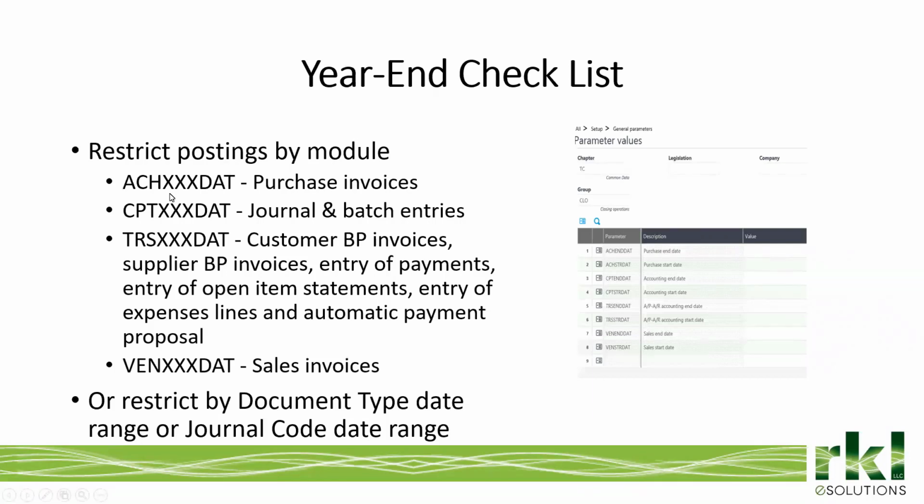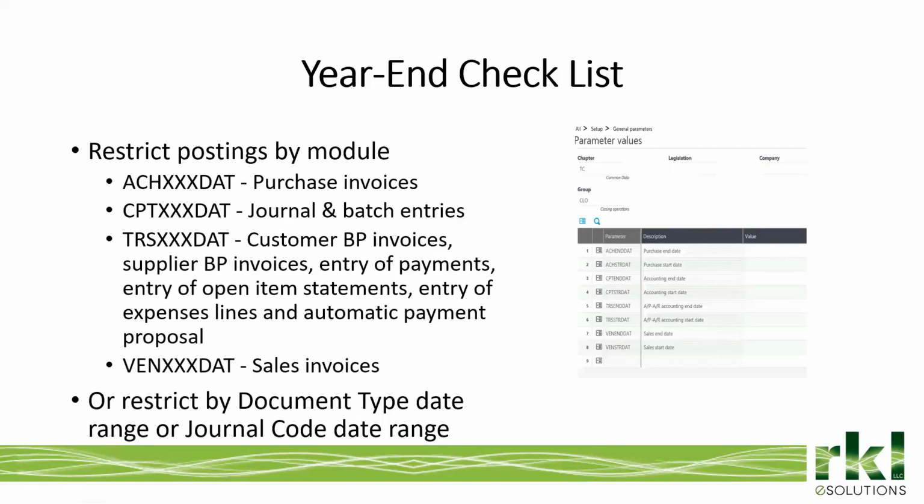On the PowerPoint here are the parameter values with numerous X's in them. The X's are just placeholders because those can be both a start date and an end date, usually indicated by END or STR. Okay, so your purchase invoices are the ACH, journal and batch entries are the CPT, etc. Using that is one way that you can pre-lock down your system when you haven't yet closed it and you don't want people to post to it.